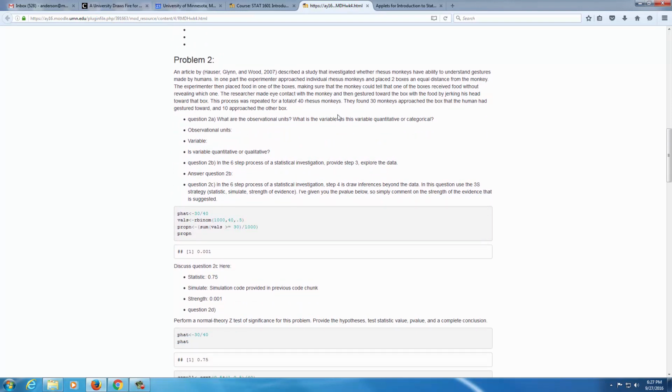First part about the rhesus monkeys is talking about what are the observational units. Well, the observational units are the monkeys. The variable that's being studied is a yes or no variable. In each case, the monkey either goes towards the box that's gestured towards, or it does not. So it's like a yes or no answer, and that is of course one of these kinds of variables, either a quantitative or a category variable, please indicate which.